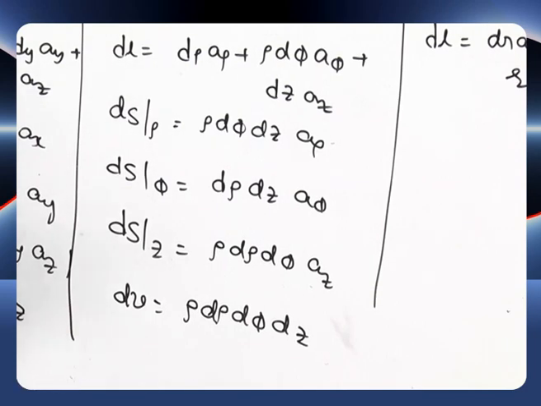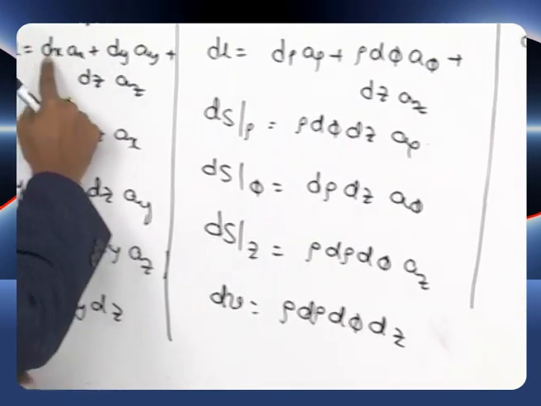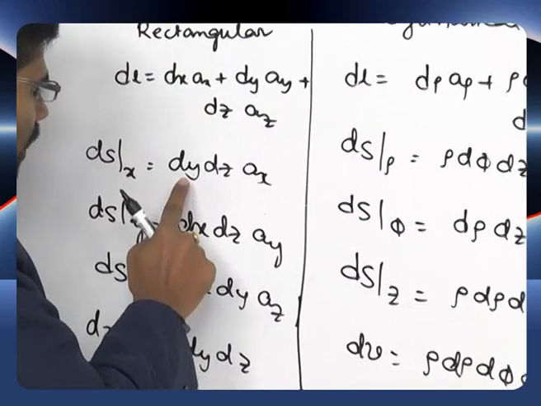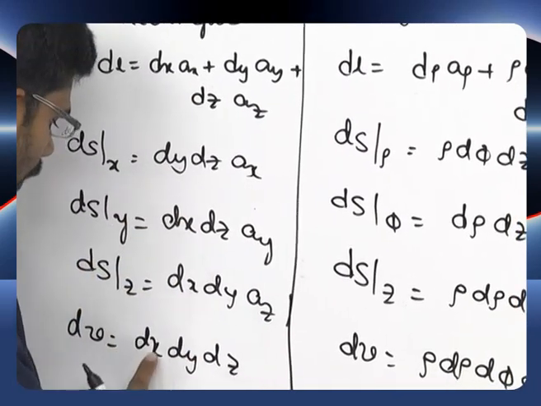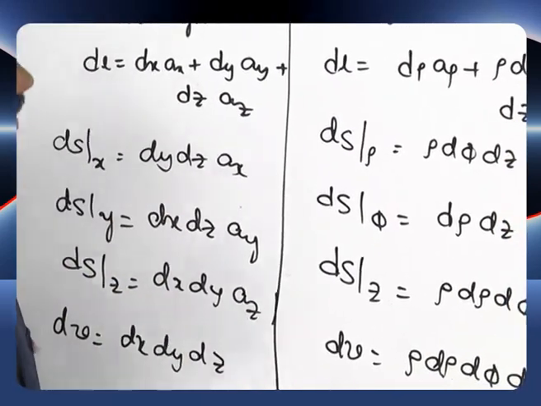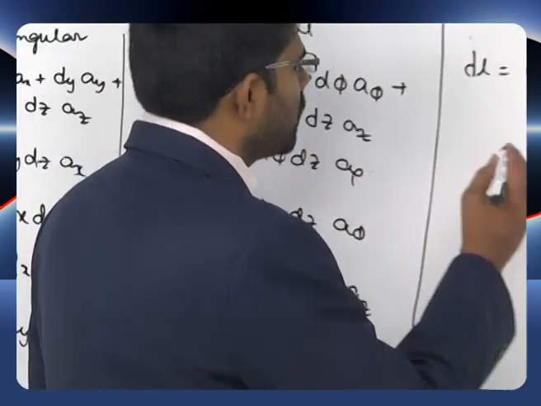So in any coordinate system, the same is applicable. Differential length, only one differential quantity. Differential surface, two quantities. Differential volume, three differential quantities. In the same way, let us finish our spherical coordinate system also.